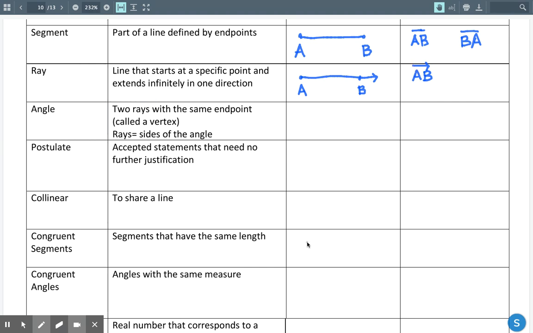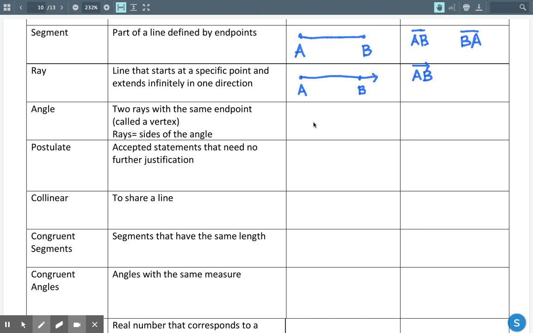Could you write it the other way? Not in this case. However, if you had a different ray that was going this direction, then you could write it the other way. Let me go ahead and erase that so it's not confusing. Okay, so wherever it starts, that's going to be your first letter, and then when it goes on forever, that's going to be your second letter.